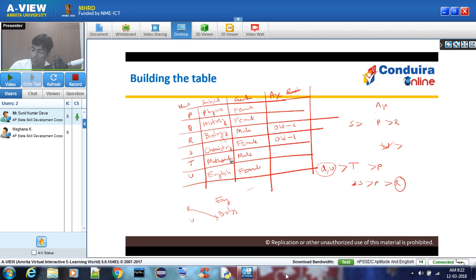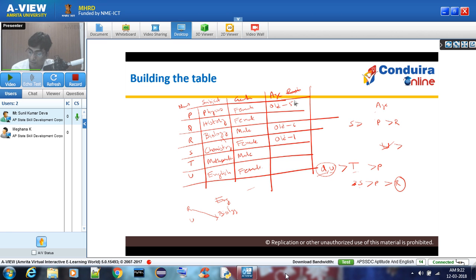I know who is the oldest person. I know who is the youngest person. Who is the second youngest person? I know that at least one, two, three, four people are older than P. So P has only fifth rank. So P can be old 5. So these places are something that we are meant to fix.